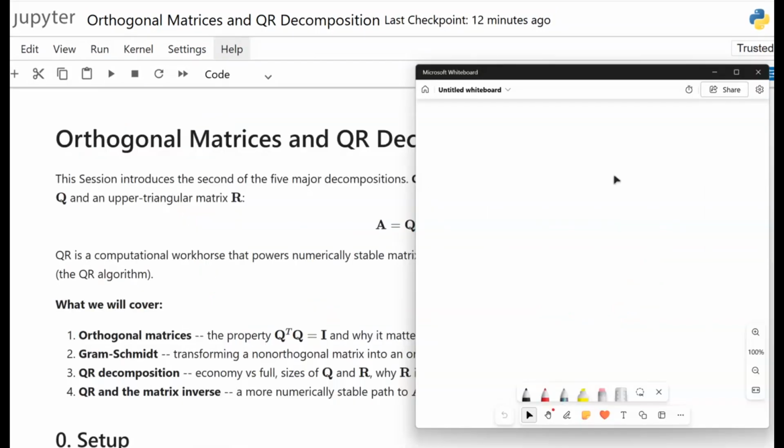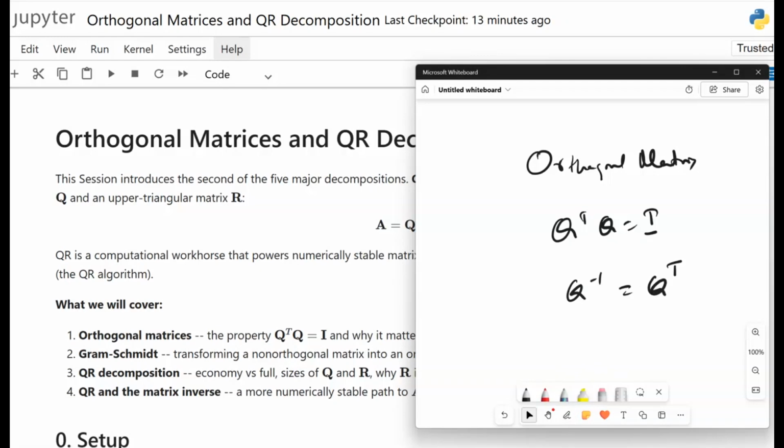Today we have discussed orthogonal matrices, which have orthogonal unit norm columns giving a remarkable property. And dear friends, this exact property means Q inverse is equal to Q transpose, a free, exact, numerically stable inverse. Orthogonal transformation preserves lengths, angles, and dot products. Examples include rotation matrices, the identity matrix, and permutation matrices.